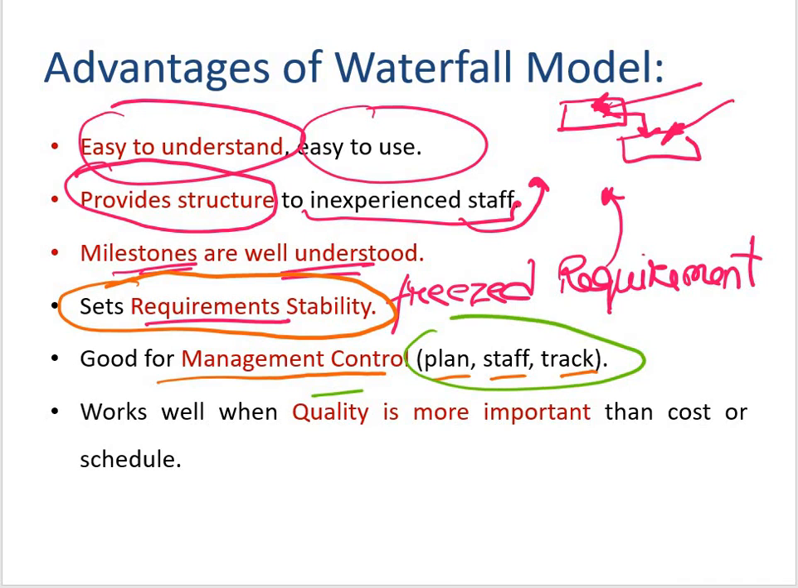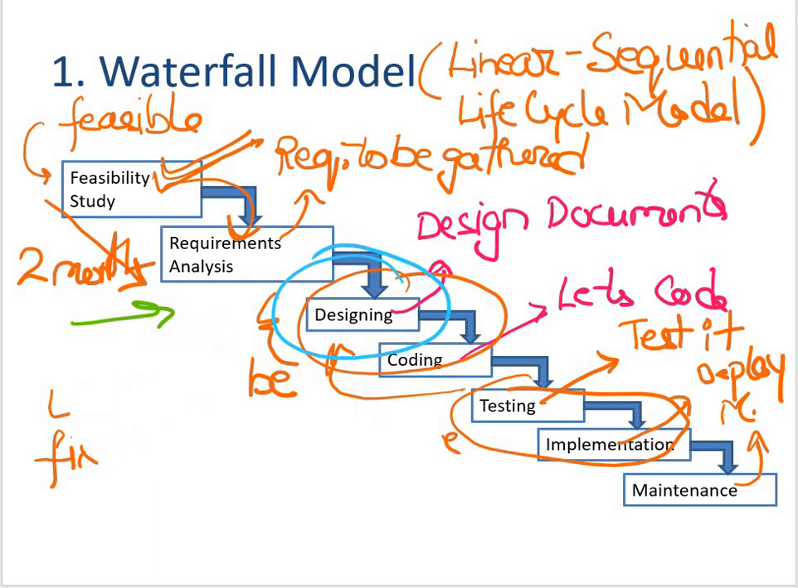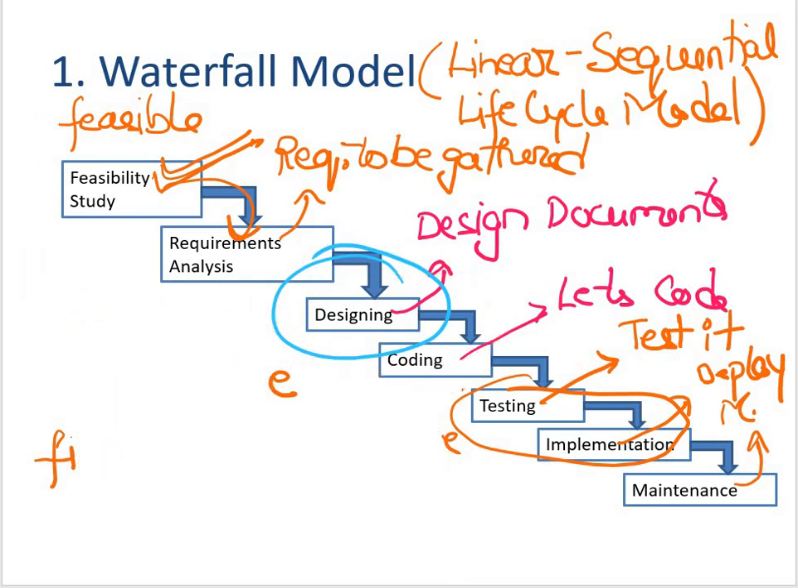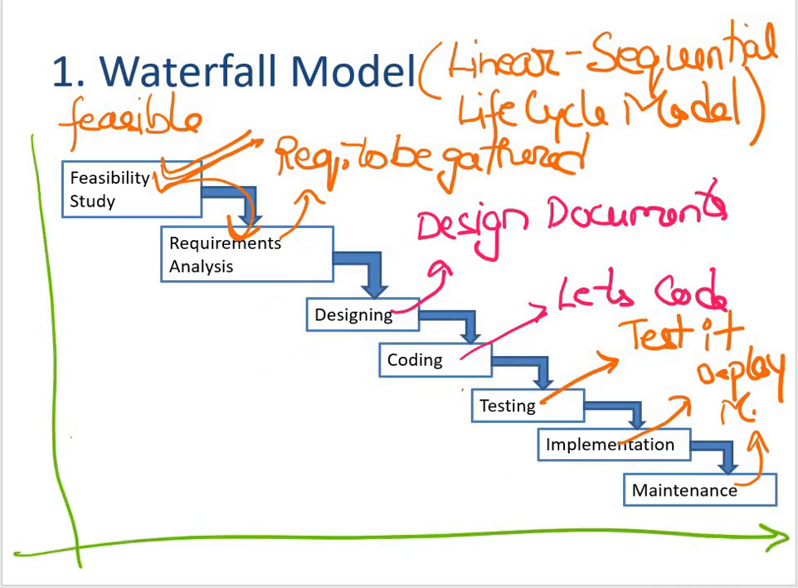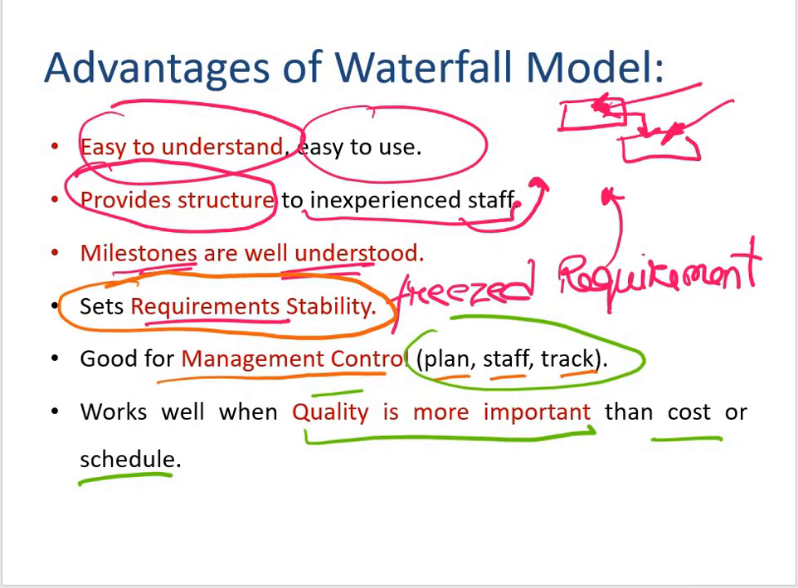And this works well when quality is more important than cost or schedule. Of course, looking at this structure, it is time consuming. It consumes a lot of time for each phase. So I need to have a very good budget, and I need to have quality as a priority. In that case only should I go for the waterfall model. So these were some benefits of using a waterfall model.